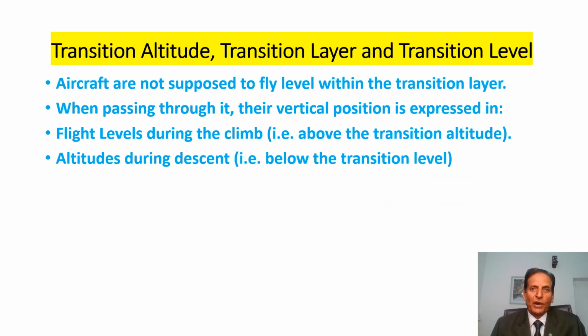Aircraft are not supposed to fly level within the transition layer. When passing through it, their vertical position is expressed in flight levels during the climb, that is above transition altitude, and altitude during descent, that is below the transition level.